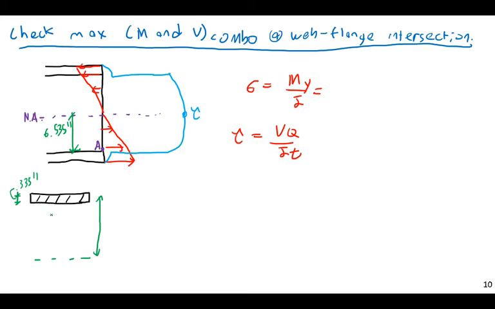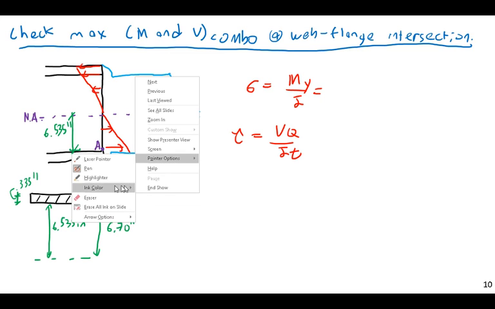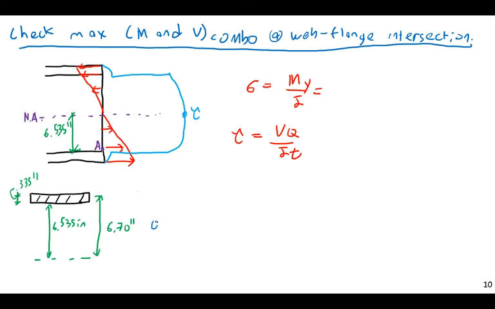The distance from the centroid of the flange to the neutral axis: this is half our flange height, 6.535 inches, but the distance from the neutral axis to the centroid of the flange is this plus half of this, which is 6.70 inches. That's our y bar for our Q. And Q is then, if you do the calculation, simply equal to 11.22 inches to the third.